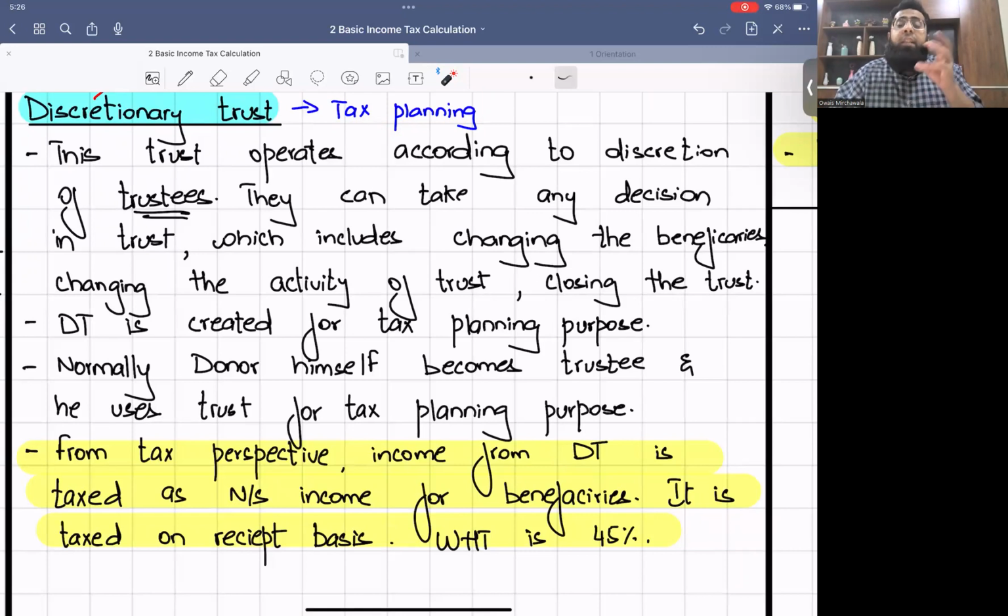Okay? A discretionary trust is created when the donor himself becomes the trustee and he uses the trust to do income tax planning. From a tax perspective, discretionary trust income is taxed as non-saving income. It is taxed on a receipt basis. Receipt basis means that when you receive the income, in that fiscal year it will be taxed under the head of non-saving income, and the withholding tax, the advanced tax, is 45%.